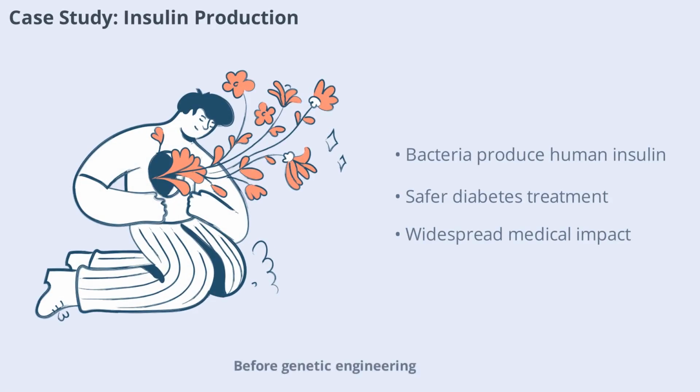Before genetic engineering, insulin for diabetes treatment was extracted from animals. Today, genetically engineered bacteria produce human insulin, making it safer and more accessible. This breakthrough has improved the lives of millions and demonstrates the real-world impact of genetic engineering.